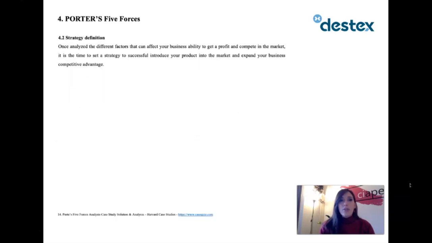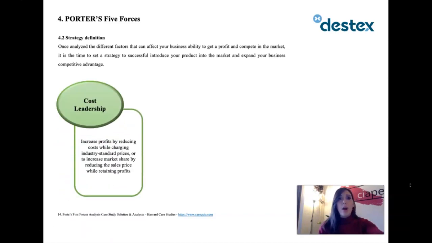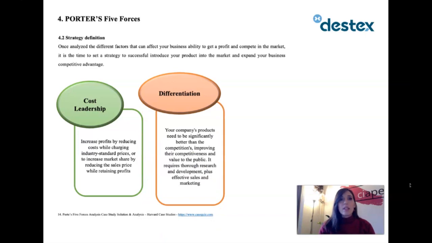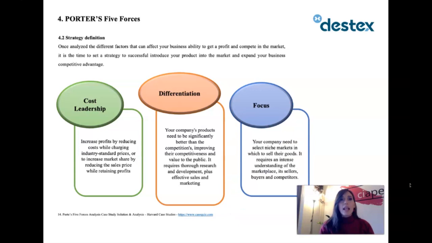Once analyzed the different factors that can affect the business's ability to compete in the market, it is time to set a strategy to get a competitive advantage. Porter considered 3 different main strategies: cost leadership, increase profits by reducing cost or sale price; differentiation, differentiate the product from those of competitors; focus, select a niche market.